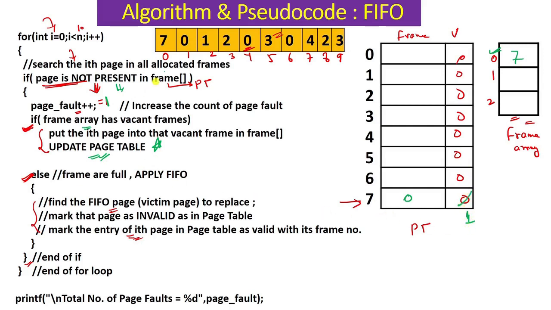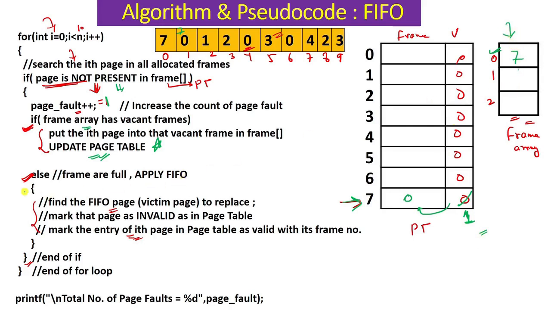So if next time 7 comes, we'll come to this page table and it will tell me this is 1, that means the particular page is present inside the main memory, and in which frame? 0th frame. So that's why I have to update the page table also after I enter any ith page inside the frame array.